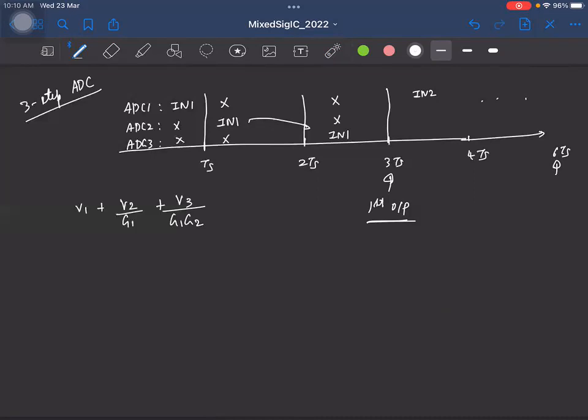Yeah. So this is usually how an n-step ADC works in principle. But obviously, you see this is not very efficient, right? Because the first ADC is kept idle here, although input can still be given to it. So what do you think can be done?